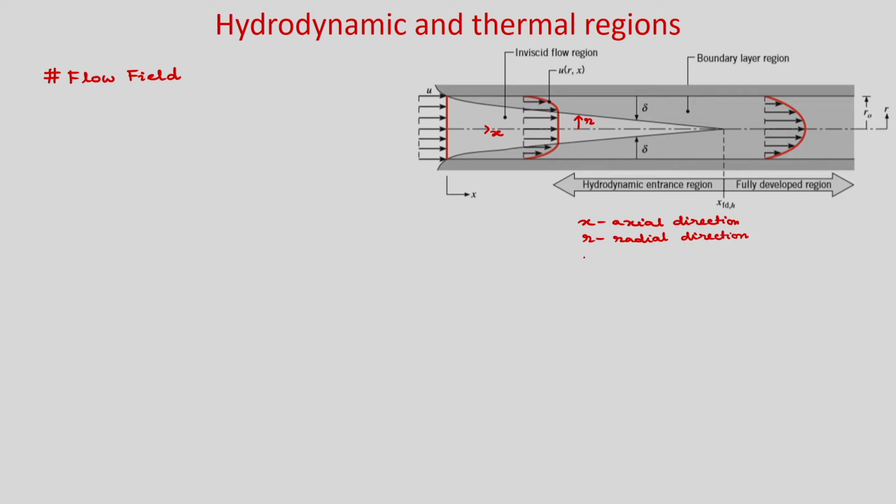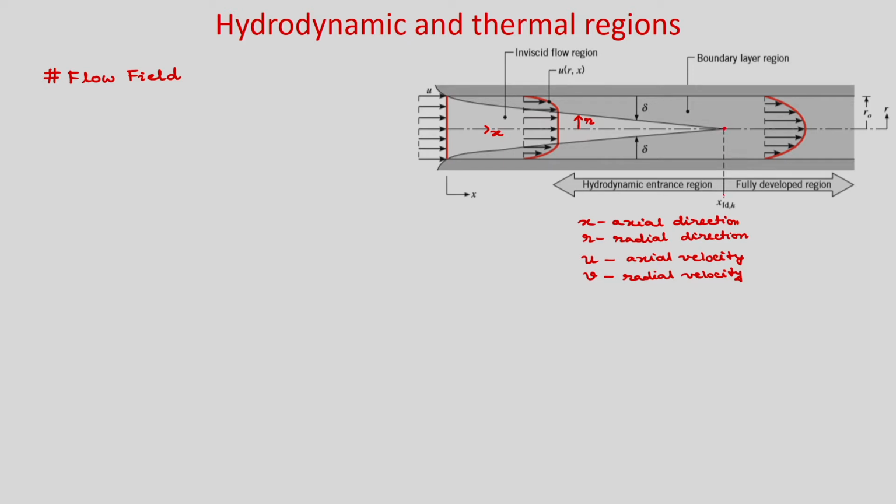Okay. And we will consider u as axial velocity and v as radial velocity in the 2 dimension case or axisymmetric case. Now you can see that when the velocity enters the duct, the velocity boundary layer will start growing, and then it will merge at the central line.